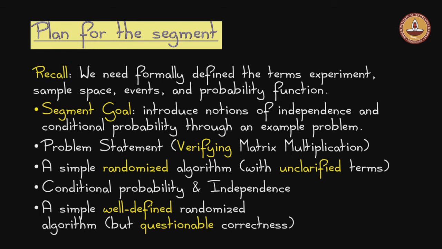We are going to do this in the context of an algorithmic problem. It is going to be the problem of verifying matrix multiplication. We are going to provide a very simple randomized algorithm, and while we are doing that, we are going to leave some undefined terms, and those terms are the ones that are going to lead to an understanding of conditional probability and independence. We will try to clarify those terms, and then finally, we will end with a well defined description of the randomized algorithm. We are going to still leave a few questions hanging at the end of this segment.